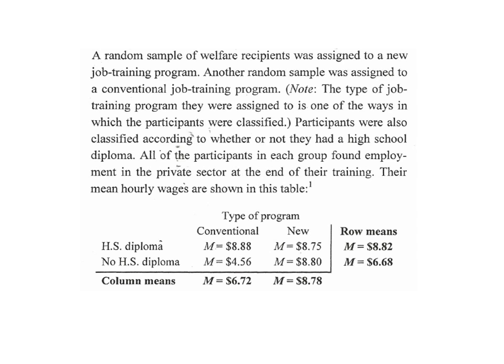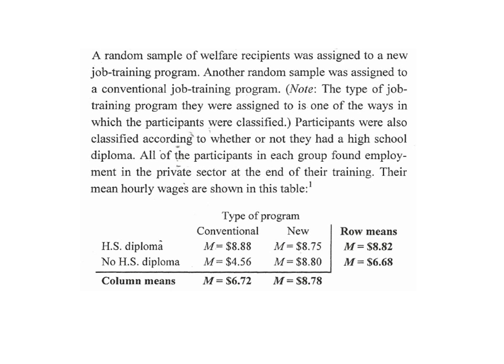It says a random sample of welfare recipients was assigned to a new job training program. Another random sample was assigned to a conventional job training program. Now, if you look at this, job training is one of the ways in which the participants were classified. So the classification was a new job training or a conventional job training.